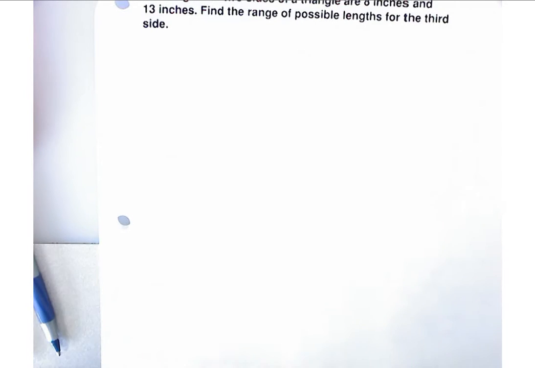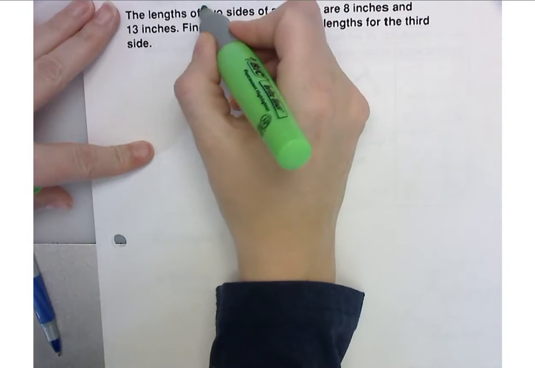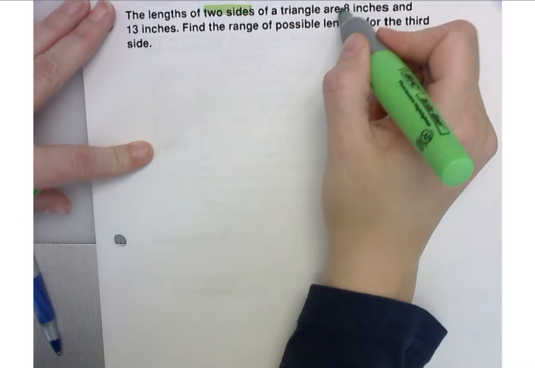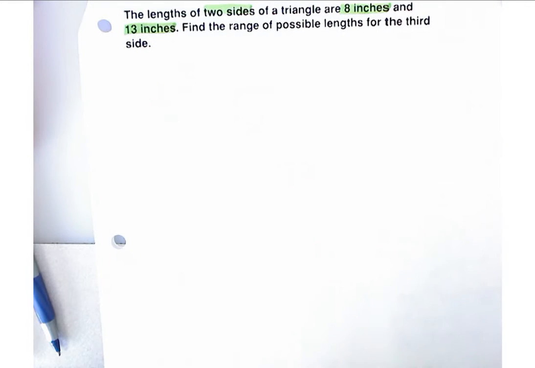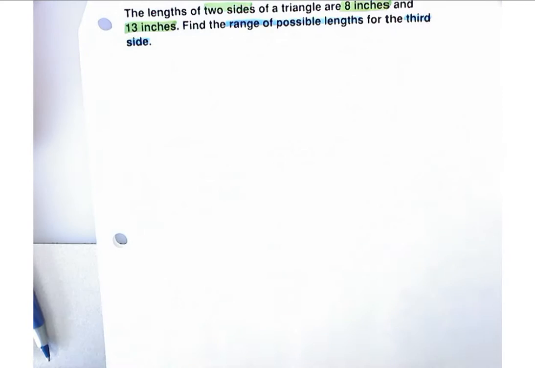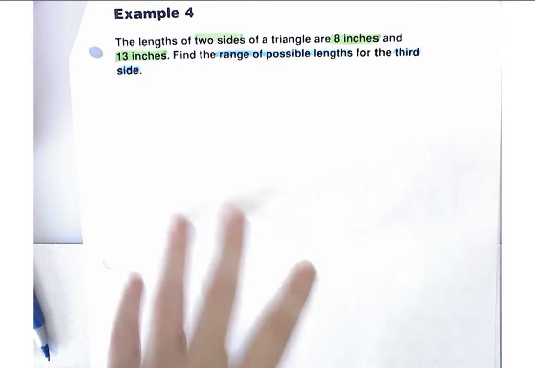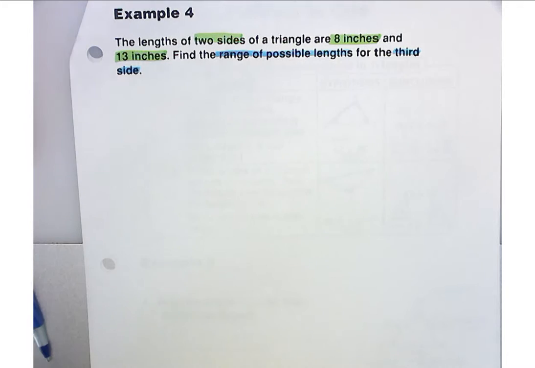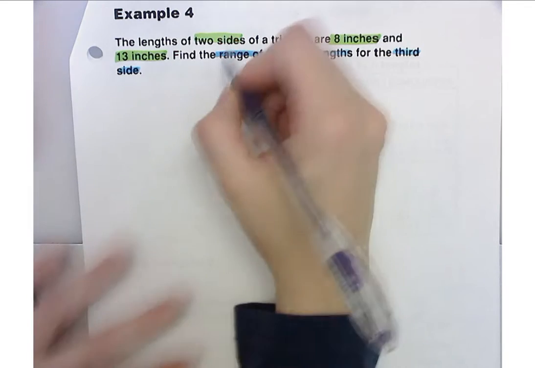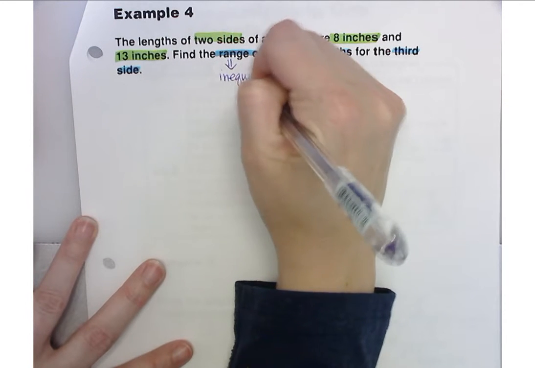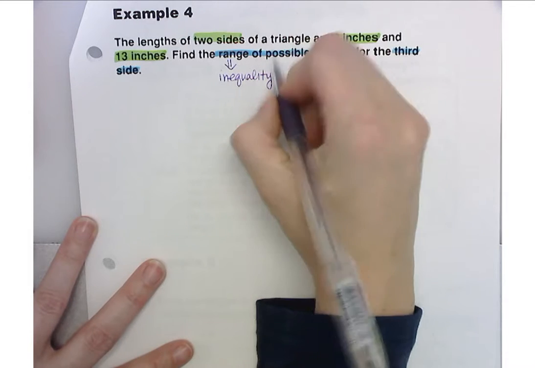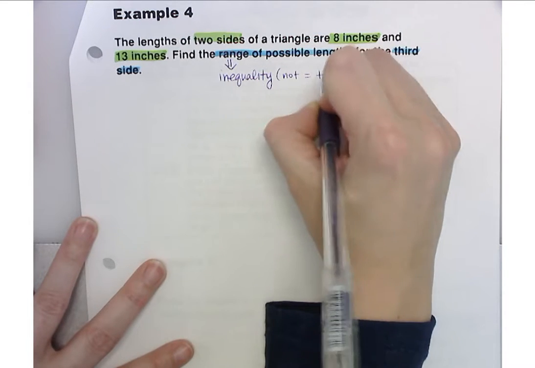So in example 4, you are given two sides of the triangle, and they're 8 inches and 13 inches. What you have to do is find the range of possible lengths for the third side. Okay, so a range is not a single value. It is many values. When you are finding your range, you are using an inequality. Okay, so the range is going to be an inequality. You're not going to have an equal to in it.